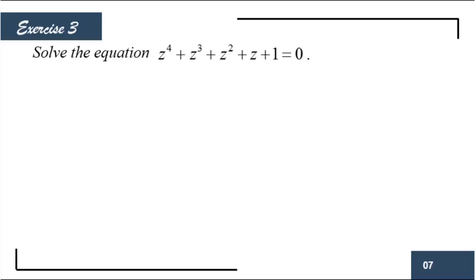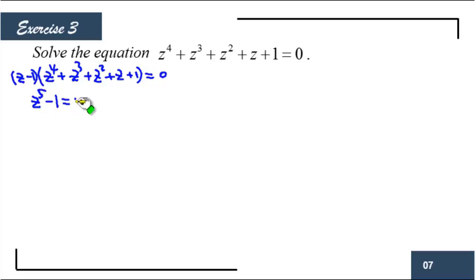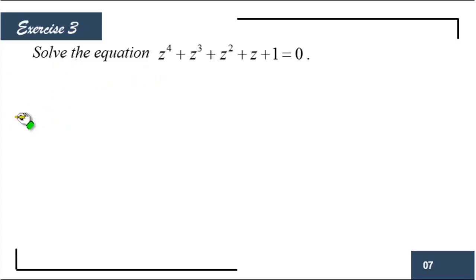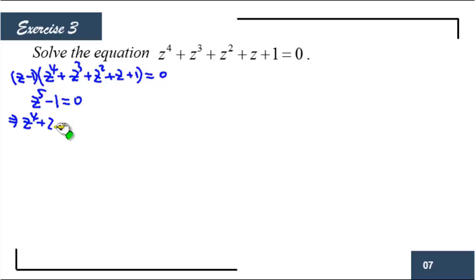Exercise 3: solve the equation. If you remember what we mentioned in the beginning, we can multiply z minus 1 on both sides of the equation. Z to the fourth power plus z cubed plus z squared plus z plus 1 equals 0. That means z to the fifth power minus 1 equals 0, such that z to the fourth power plus z cubed plus z squared plus z plus 1 is equal to z to the fifth power minus 1 over z minus 1.